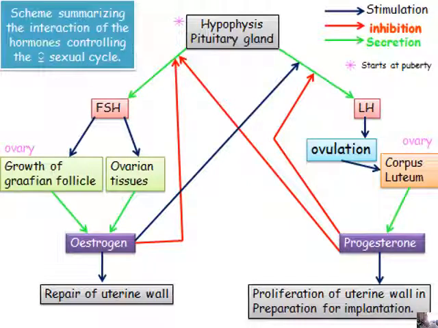So let's start on the left hand side again, because obviously we can't have ovulation without a follicle. Follicle stimulating hormone is secreted by the pituitary gland. Those are going to produce the growth of a Graafian follicle, which is the mature version of these follicles. And we have this ovarian tissue, and both the follicle and the ovarian tissue are going to produce estrogen. What does estrogen do? It repairs the uterine wall, and by uterine wall, I'm talking about the endometrium.